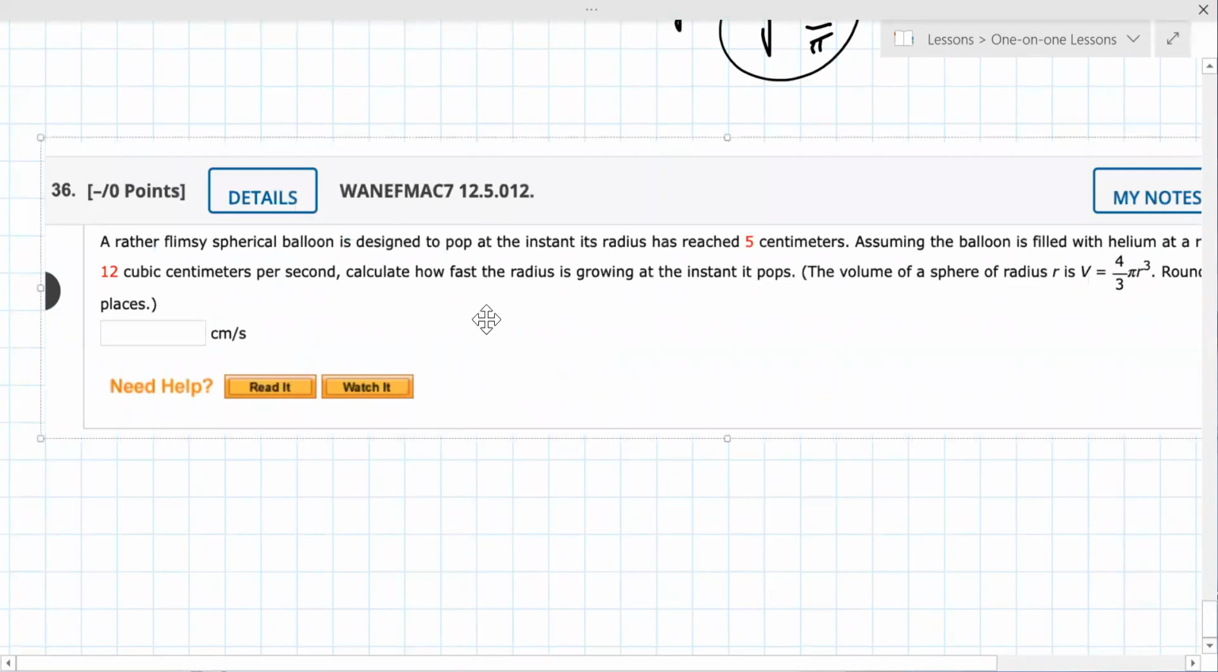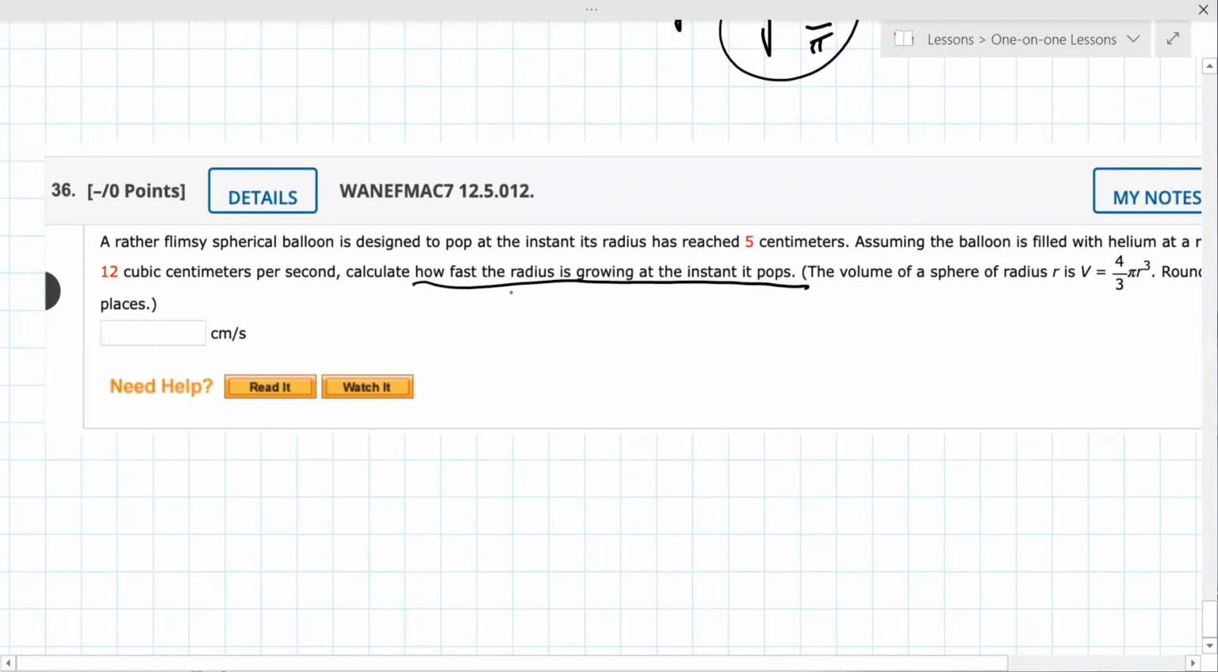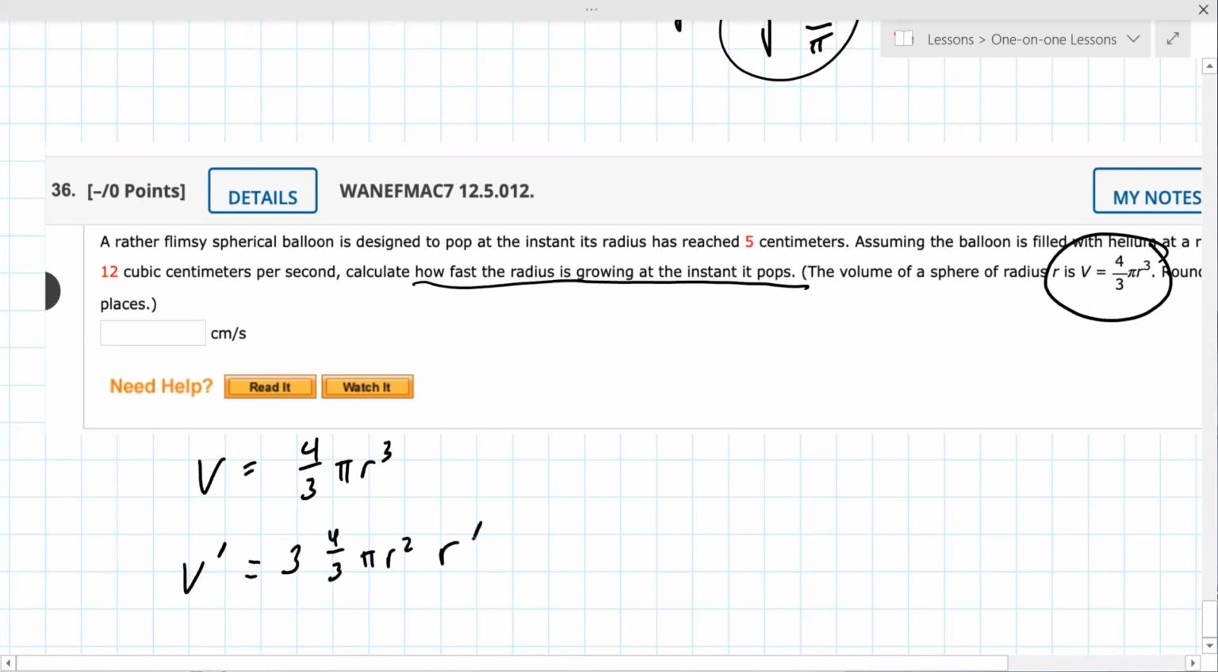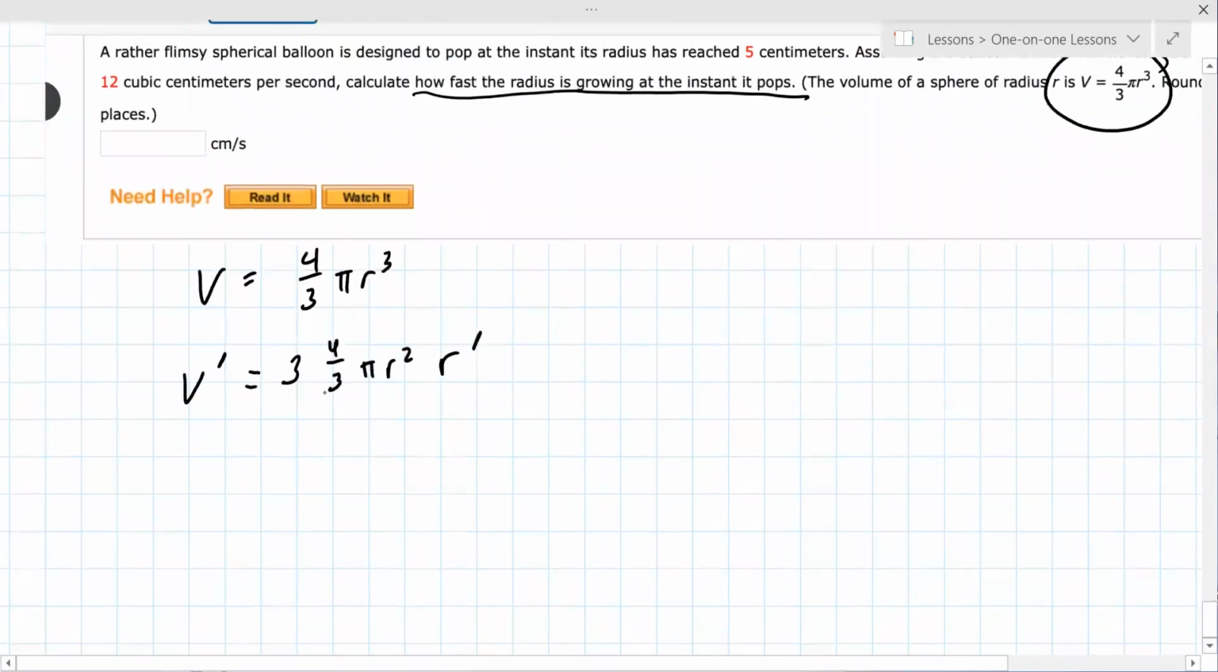All right, a rather flimsy spherical balloon. Okay, let's get to the question here. Calculate how fast the radius is growing. Okay, so they want how fast is the radius growing. They give you this formula. They tell you V equals 4/3 pi r cubed. Now, you're a good calculus student now, so you know to take a derivative of that. That's 3 times 4/3 pi r squared r prime. And if we just simplify a little bit here, it's 4 pi r squared r prime.